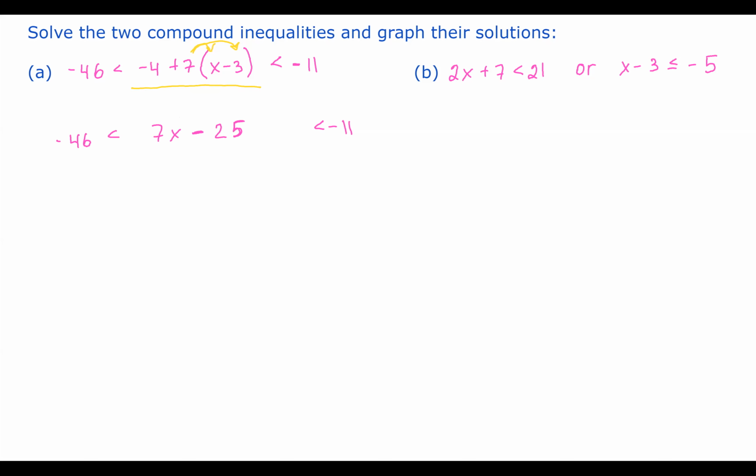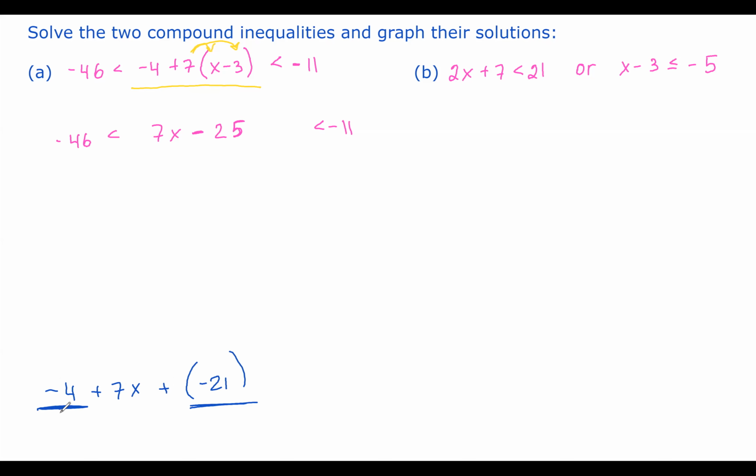Let me check the chat messages. Okay, so I have a question. So let me do it over here. We do negative 4 plus 7 times x gives me 7x. And then I multiply 7 times negative 3, plus negative 21. And if you combine these two, that's how you get the negative 25. Okay?